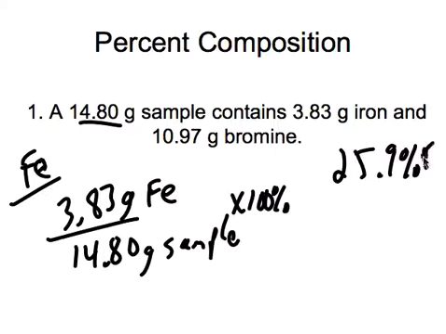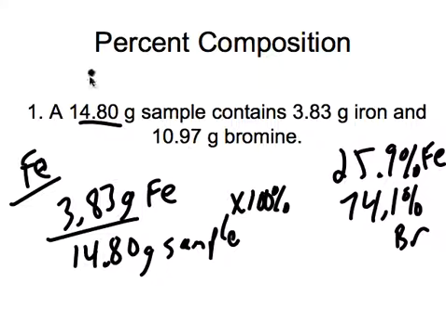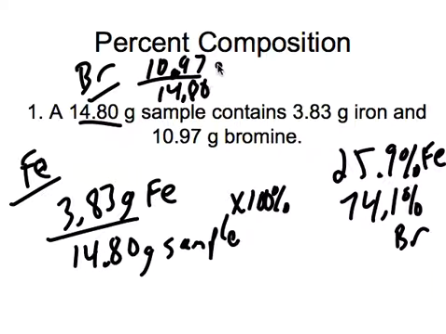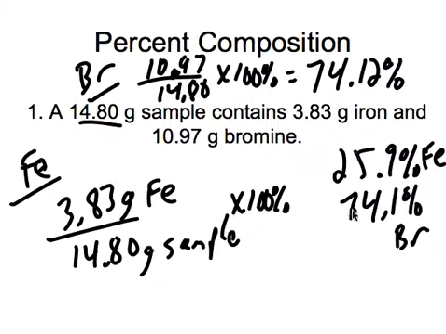I have 25.9% of iron. If I want to figure out the bromine percentage, I can do a couple of different things. I can subtract the 25.9 from 100, and that would give me 74.1%. But you need to show your work so I know how you're doing this. The reason why is because if you do the bromine and you take the 10.97 divided by the 14.80, now you have 4 sig figs, and you're going to multiply that by 100%. You have 4 sig figs top and bottom. So your answer in your calculator is going to be 74.12 if you do it that way. I don't care which way you show me, as long as you show me the work so I understand why you're using the sig figs that you're using.